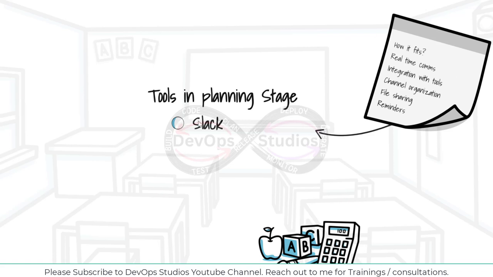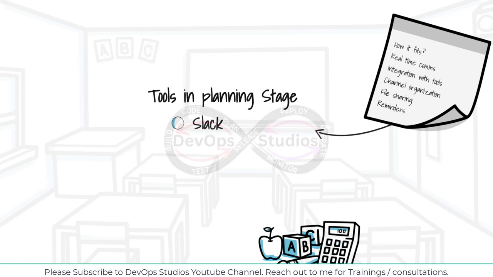The benefits of using Slack are that we can speed up communication and decision making. We can centralize conversations, reducing reliance on emails. We can also increase flexibility across teams. These are the advantages, and these are the ways Slack fits into the planning stage. Now we'll move to the next item, which is Jira.